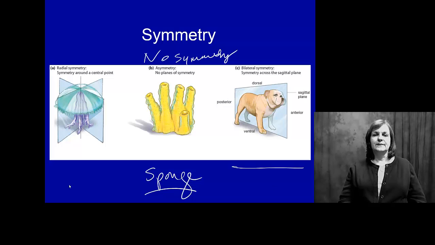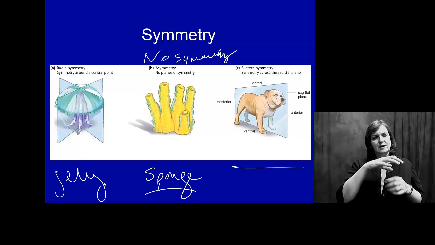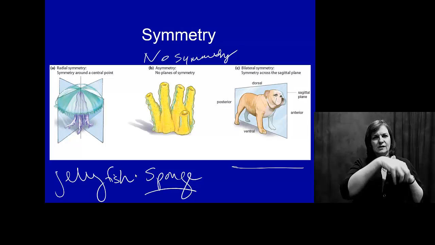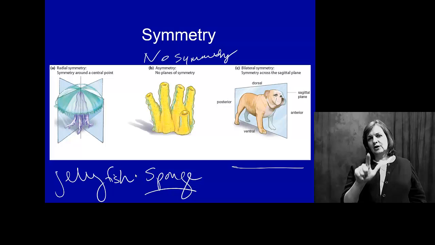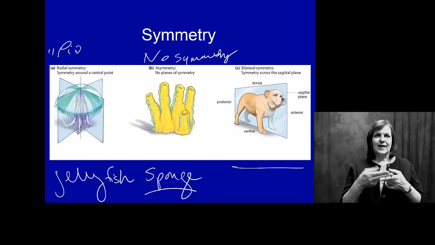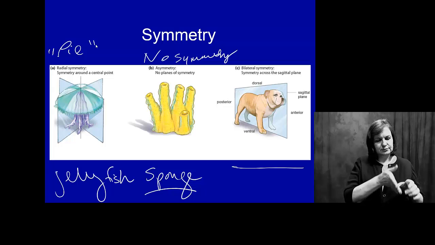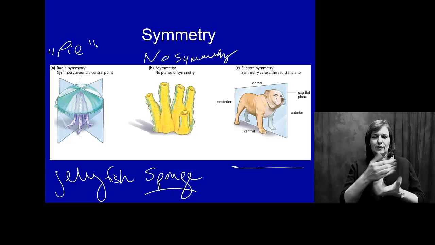Now, when we look at our jellyfish over here on the far left, we can look at this idea of what we call radial symmetry. I also refer to this as pie symmetry, meaning that I can cut this many different ways and I would still get half, half, half. These halves would be identical no matter how I cut this, right? So it's like cutting a pie.